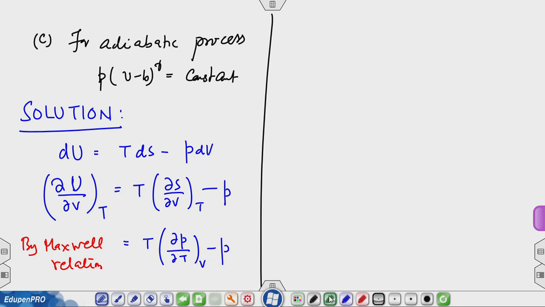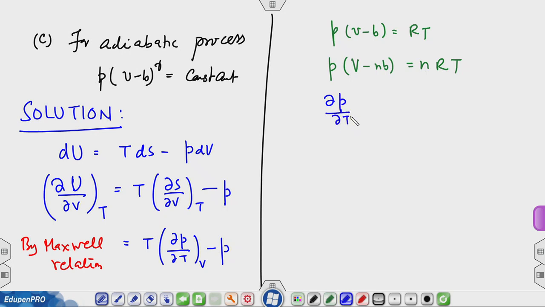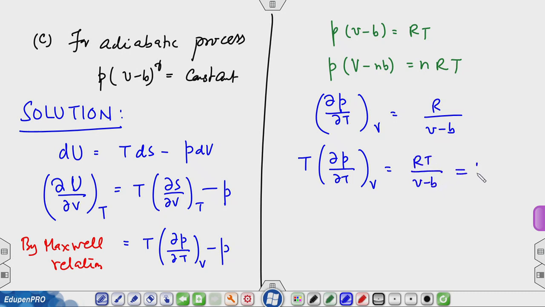Now we are given that P(V minus B) is equal to RT. This V is per mole, so you can also write this as P(V minus nB) equals nRT. n is a constant, so nB becomes a constant. So it doesn't really matter how I do it, but what you can show now is that dP/dT at constant volume is equal to R over V minus B, and therefore T dP/dT at constant volume is RT over V minus B, which is again P, and this immediately gives you that partial U partial V at constant temperature is P minus P, which is 0.